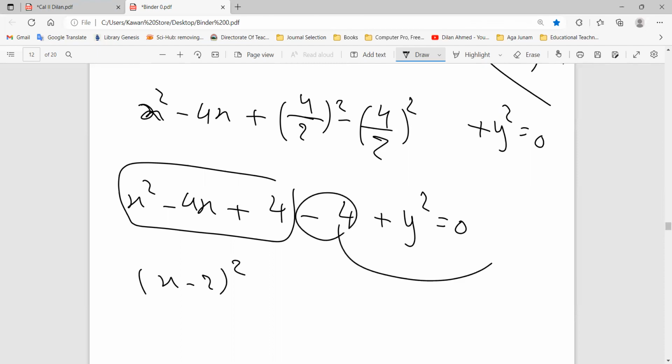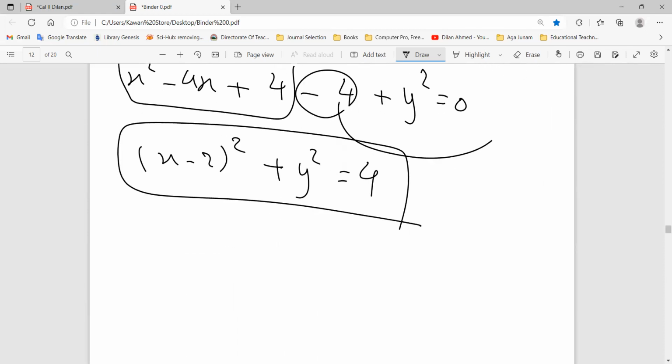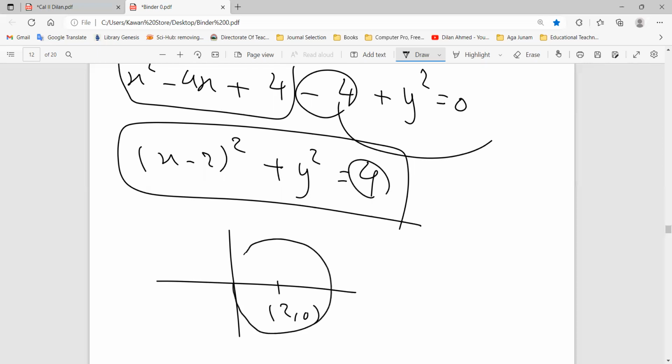That one is going to the other side. And here we are. This is the circle. Equation of the circle. So center is where? 2 and 0 with a radius of 2.